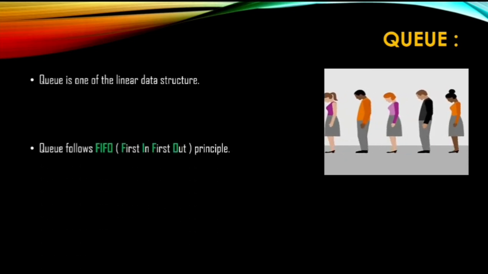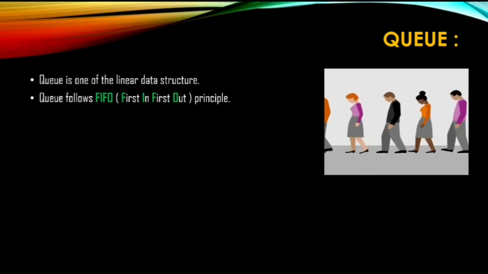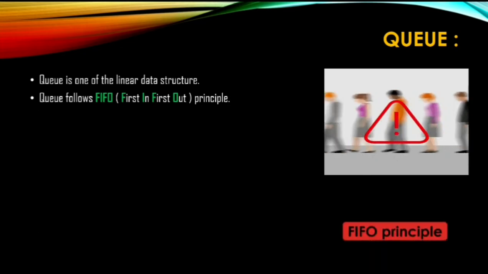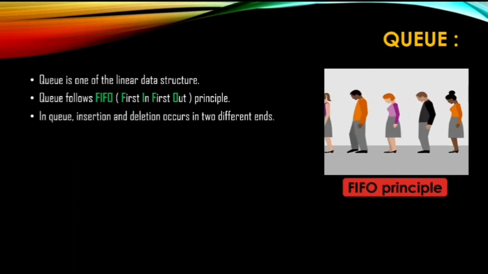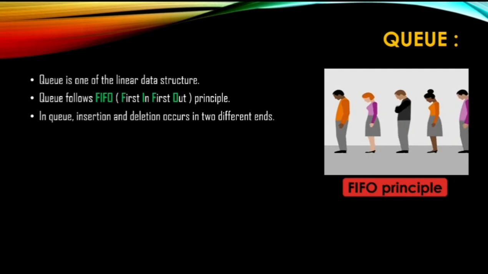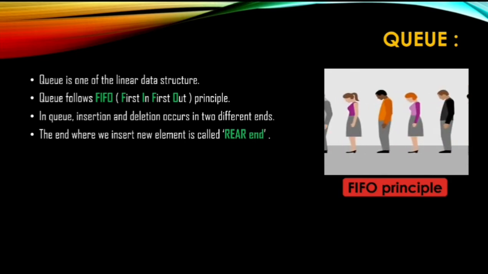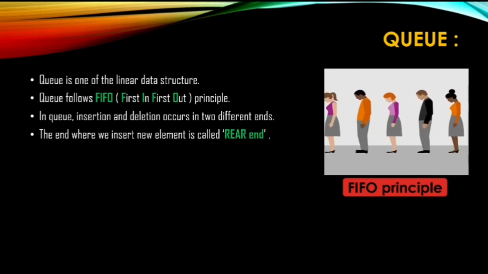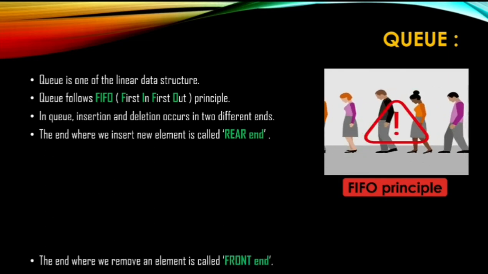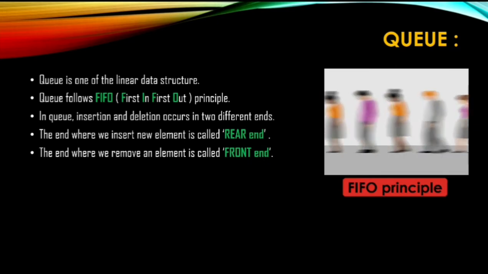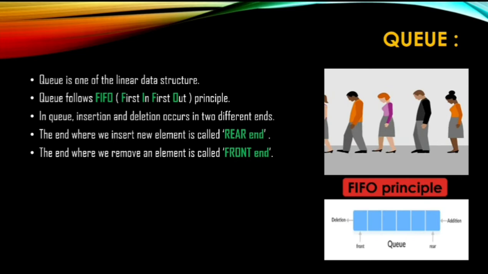Queue is a linear data structure. It is based on the FIFO principle. FIFO means first in, first out. In a queue, insertion and deletion occur at different ends. If we want to insert an element, we use the rear end. If we want to delete an element, we use the front end. And it may come to your mind, what is the front end and what is the rear end.